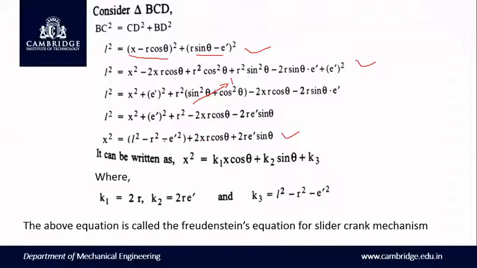And since we have constant terms here, these are the constant terms. And this is also a constant, 2 into r, sorry, 2 into r, not 2x into r, and 2r e dash. These are all constants.